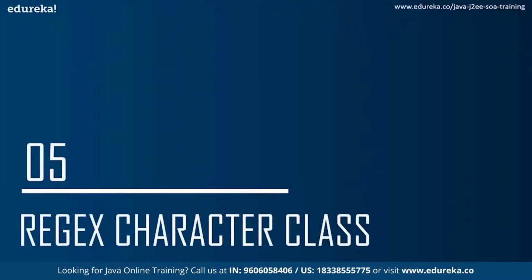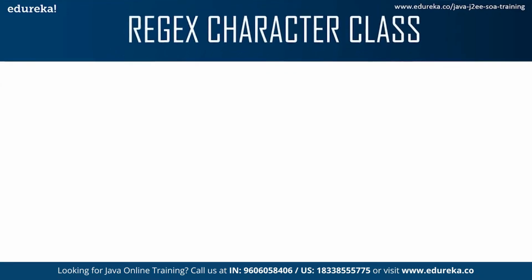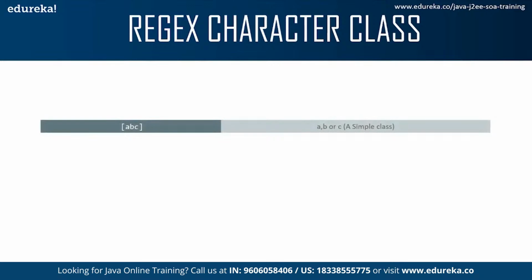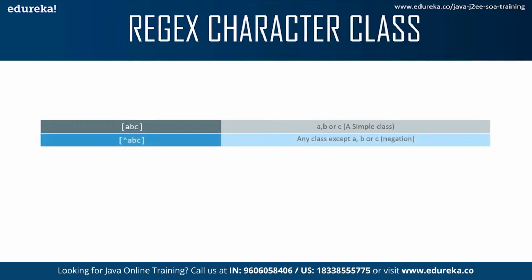Now let's move further and see the next category, that is regex character class. Again, even this comprises various constructs. First, [abc], which implies a simple class that comprises a, b or c. Next, negation, [^abc]. This comprises any character except a, b or c.